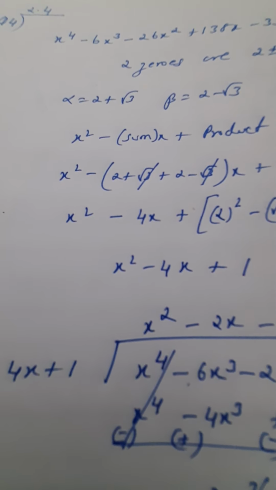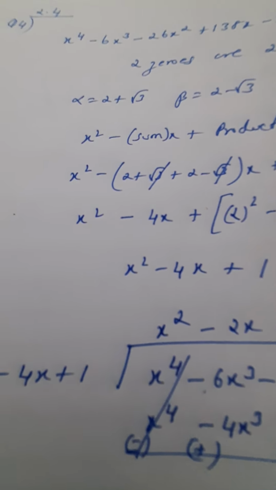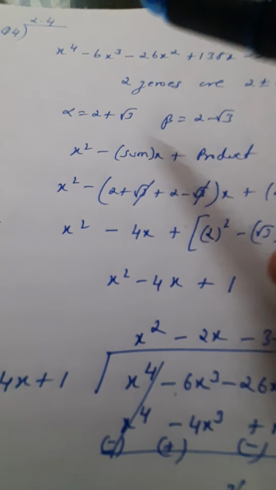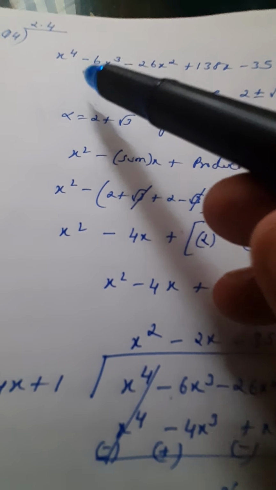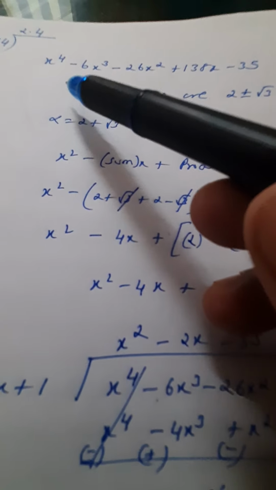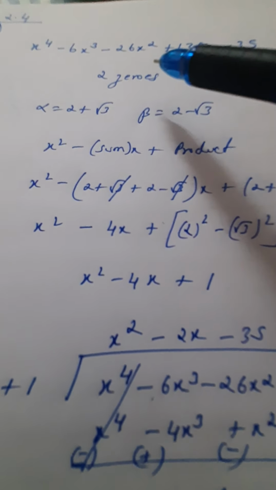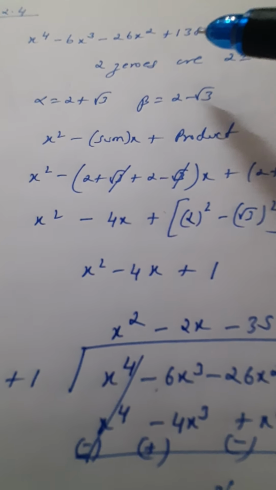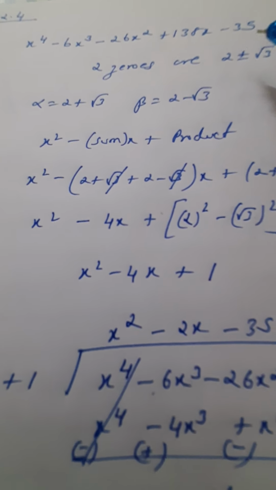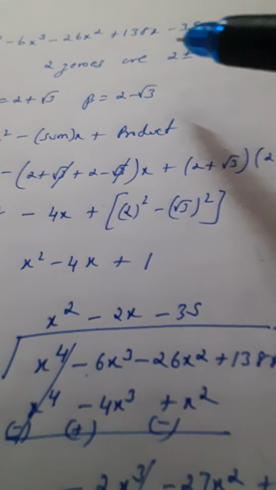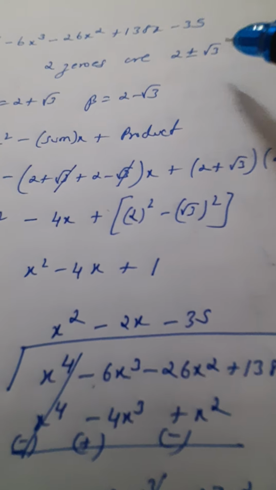So today we'll continue with exercise 2.4. The last two questions were left. So question number 4 of 2.4 says there's a polynomial x to the power 4 minus 6x cube minus 26x square plus 138x minus 35, and two zeros are already given to us, that is 2 plus minus root 3.